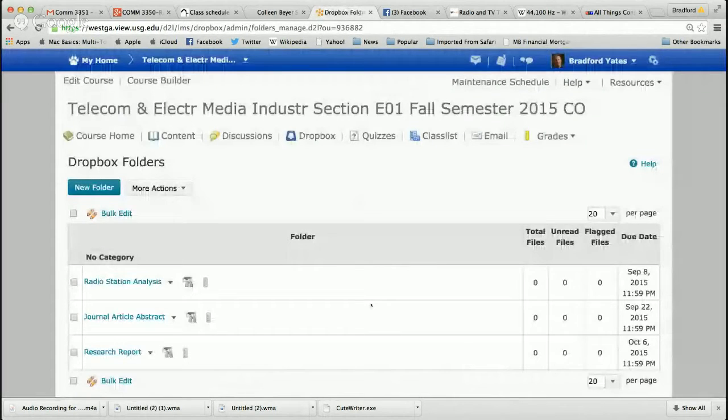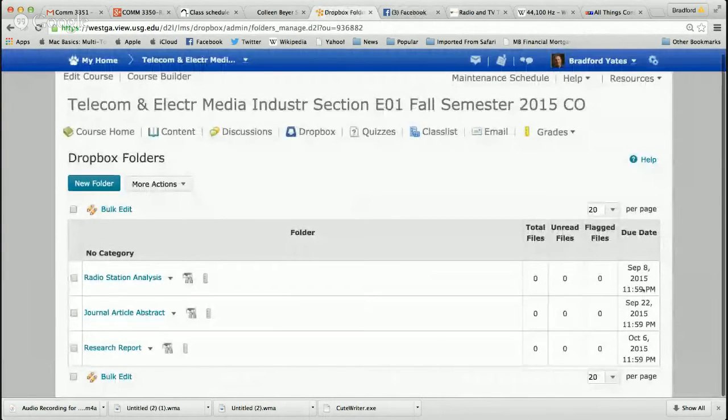Dropbox is available to place in your radio station analysis with the due date September 8th as noted. Your next journal article abstract will be September 22nd, and your big report on the 6th of October. I'll come back and I'll do similar instructions like this for the abstract and for the research report.